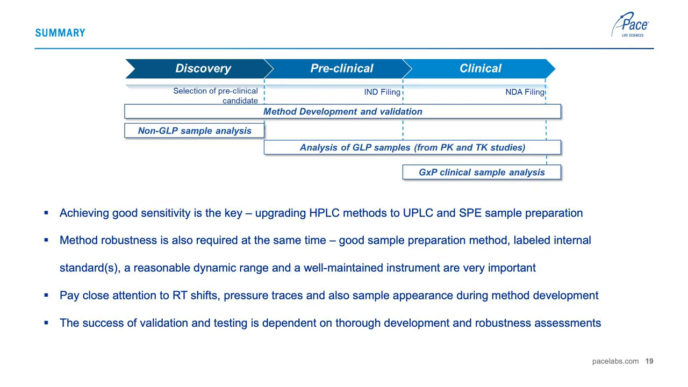A robust sample preparation method, labeled internal standards, a good dynamic range with linear calibration, and ultimately a well-maintained instrument are crucial for achieving a robust method. Pay close attention to the metrics, as I mentioned before, during data analysis. Also, make sure to keep an eye on the appearance of the samples during analysis and troubleshoot if any precipitates are observed. Quality time spent on developing a robust method will ensure a smooth method validation and GLP sample testing. We'll likely follow up with a webinar on bioanalytical method validation, so stay tuned.